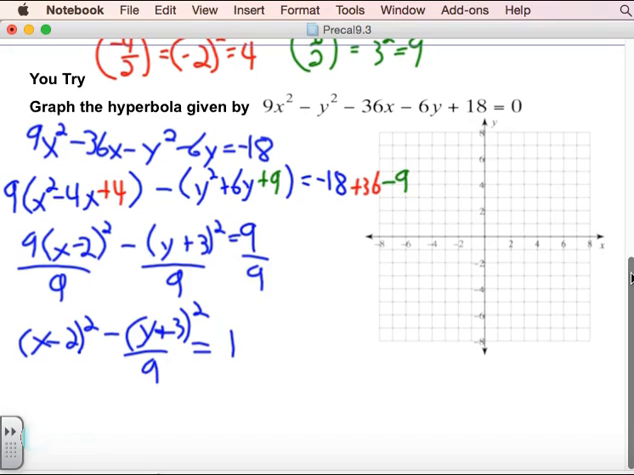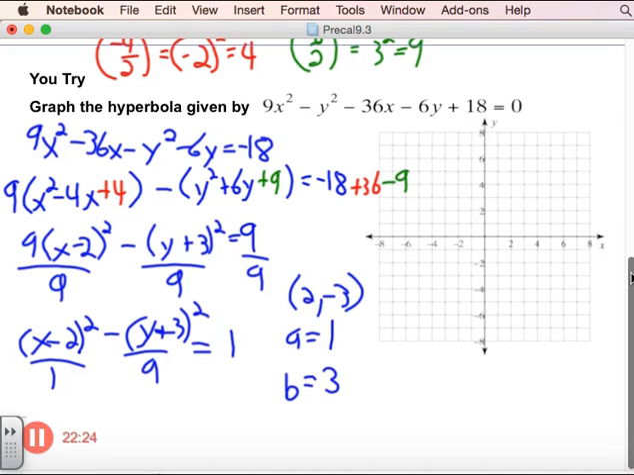We can identify A and B and our center. Our center is at (2, -3). A is on the positive fraction. Well, there's nothing there, but we understand that that's over 1. So A is the square root of 1, which is 1. And then B is the square root of 9, which is 3.